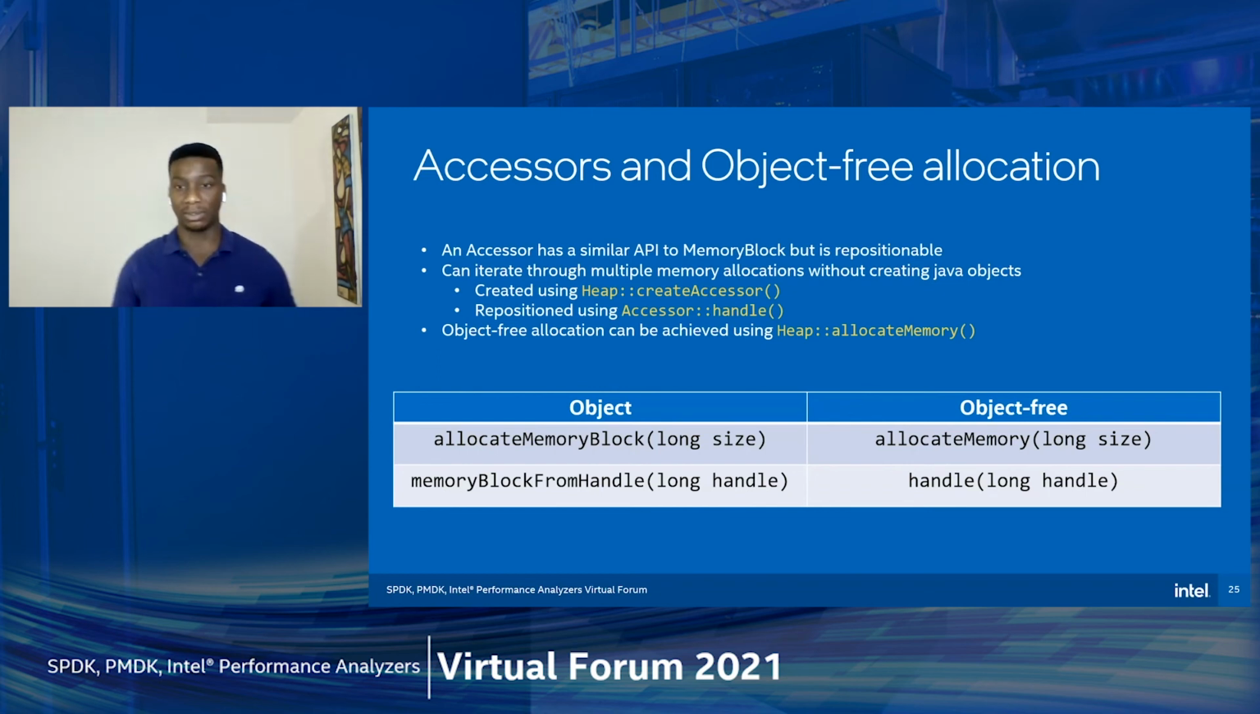Similarly, the handle call will reposition the given accessor to the handle that was passed in, as opposed to memory block from handle, which will return a memory block that is associated with the given handle as well. So the methods on the left return an object, and the methods on the right don't return an object. And this can be useful, again, for GC pressure, and it also helps with performance.